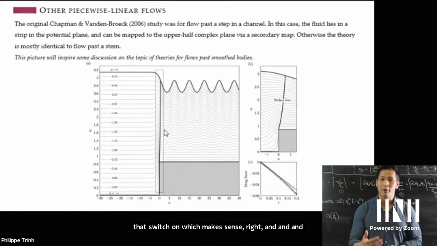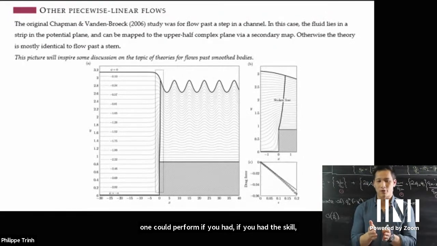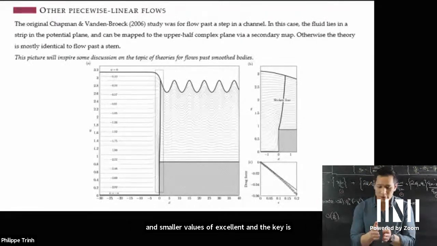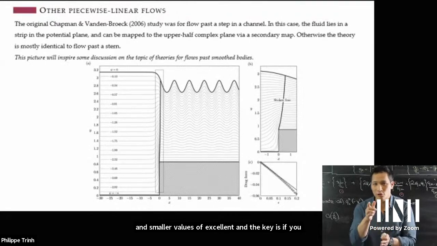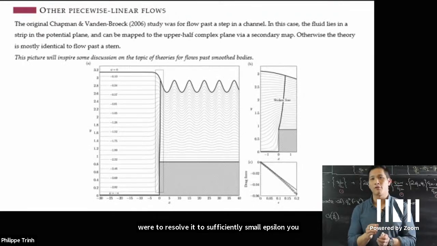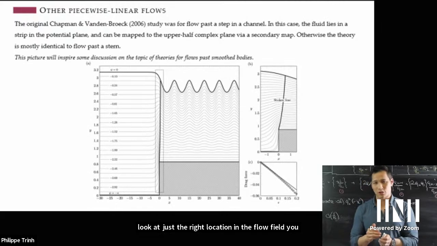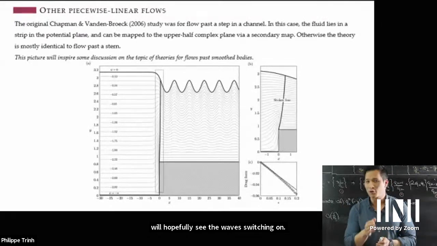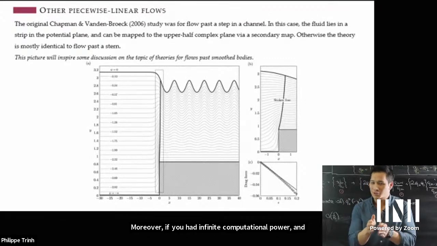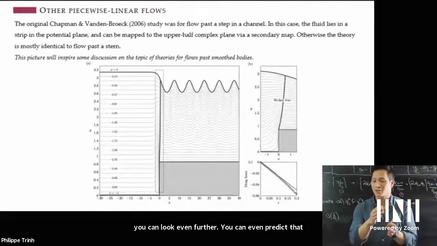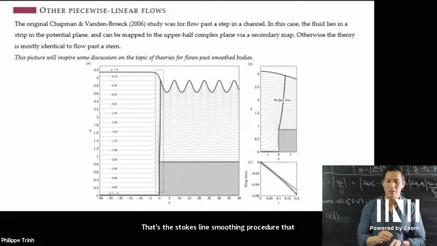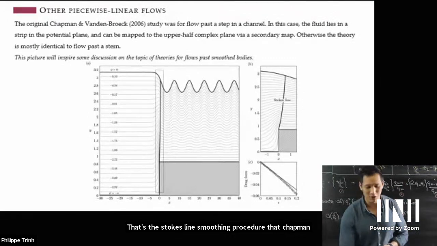And one could perform, if you had the skill, a numerical experiment where you're resolving this to smaller and smaller values of epsilon. And the key is that if you were to resolve it to sufficiently small epsilon, you look at just the right location in the flow field, you will hopefully see the wave switching on. Moreover, if you had infinite computational power and you can look even further, you can even predict that the Stokes line has some finite width which scales with epsilon. That's the Stokes line smoothing procedure that Chapman demonstrated earlier. So you could try to do that experiment, but it's actually pretty hard.